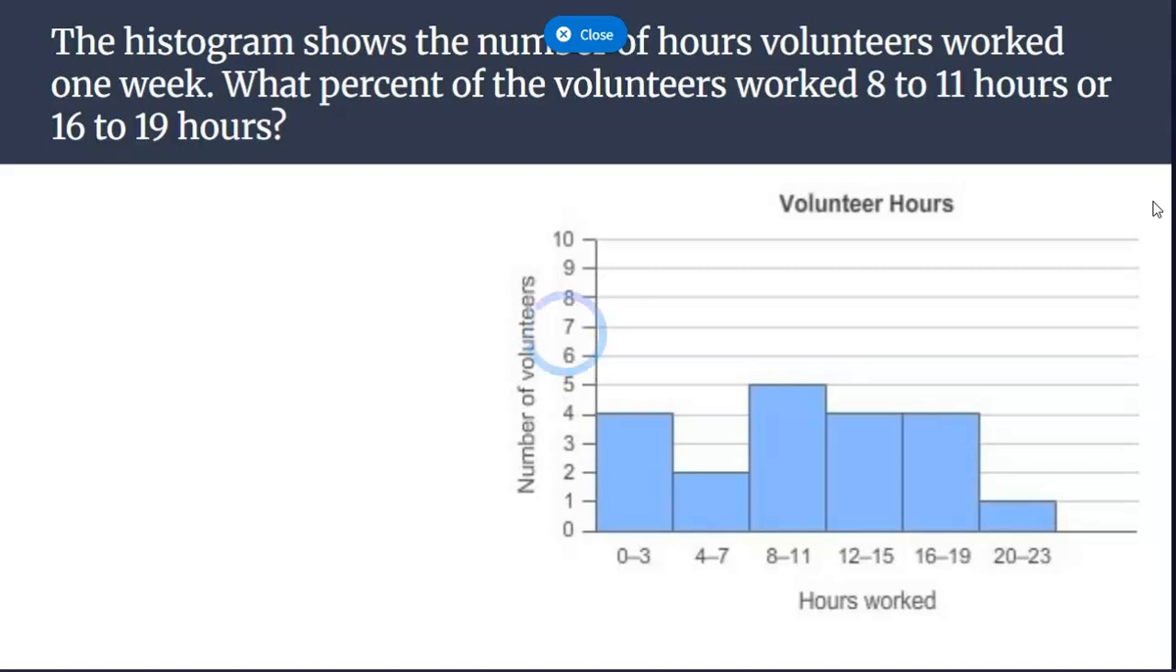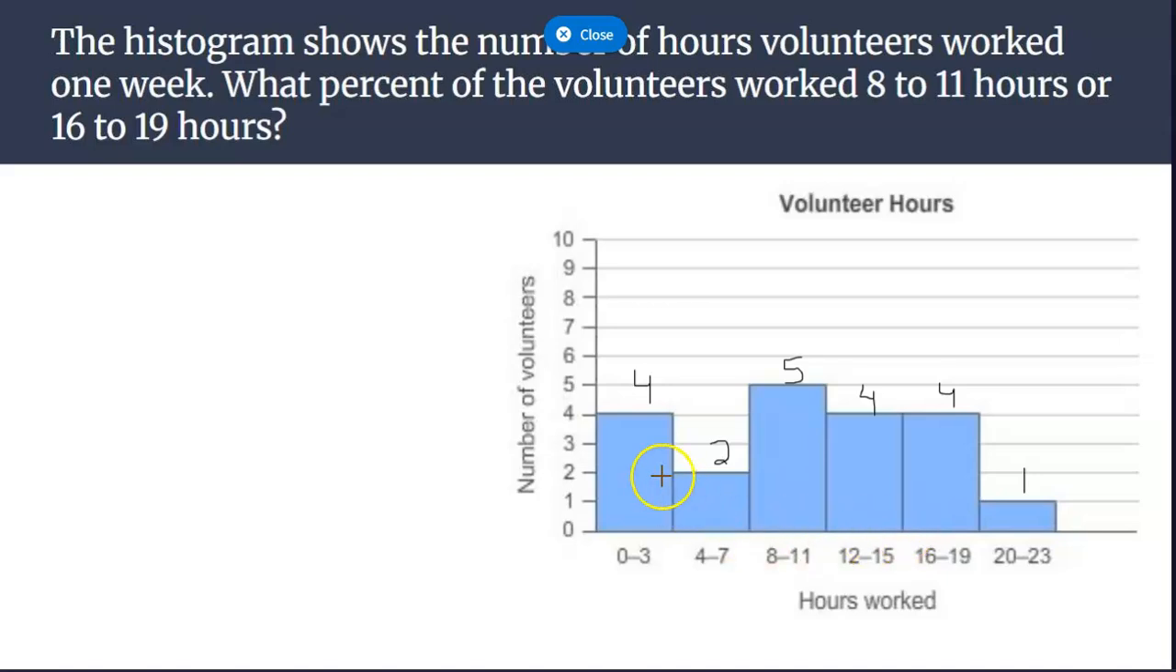This histogram shows the number of hours volunteers worked in 1 week. What percent of the volunteers worked 8 to 11 hours, or 16 to 19 hours? Okay, let's first go through and see how many from 0 to 3. That's 4. Let's make that a little bit thinner so we can see it better. From 4 to 7, 2 workers. 8 to 11 hours, 5 workers. 12 to 15, 4 workers. 16 to 19, 4 workers. And 20 to 23, 1 worker.